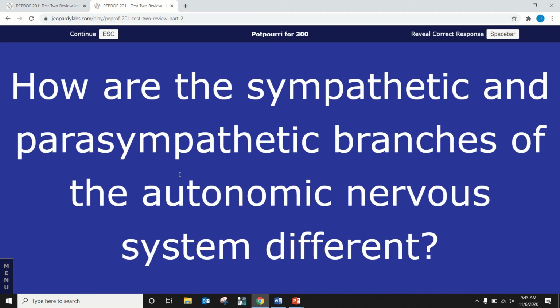How are the sympathetic and parasympathetic branches of the autonomic nervous system? Which one's fight or flight? Sympathetic, yeah. So sympathetic's fight or flight. So remember, that's going to do things like increase your heart rate, increase your breathing rate, pupil dilation. It's going to start to free up glucose so you for exercise.